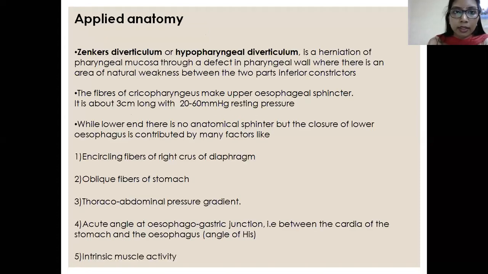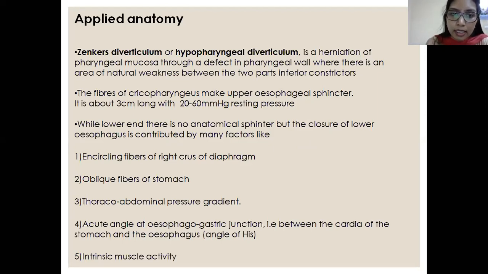Okay. So the applied anatomy here, like one of you has answered, is Zenker's diverticulum or hypopharyngeal diverticulum. It is a herniation of your pharyngeal mucosa through a defect between two parts of the inferior constrictor muscle. You need to know that the cricopharyngeus forms the upper esophageal sphincter, whereas the lower esophageal sphincter does not have any typical anatomical sphincter, but it still closes and opens. So this is contributed by multiple factors.